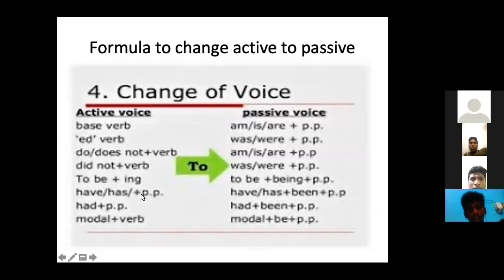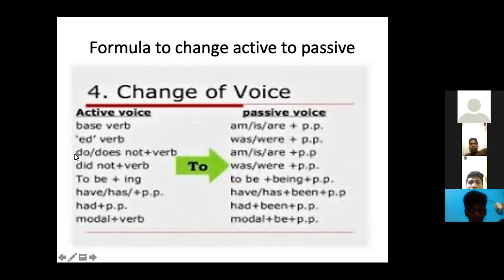Now you can see how some of the verbs change. Here I showed you what "being" and "has been" and all, how it will change. When it is a base verb, in the passive voice it becomes am, is, or are plus the past participle form of the verb. If it is the past tense, that is the ed form of the verb, it will become was or were plus the past participle form of the verb.